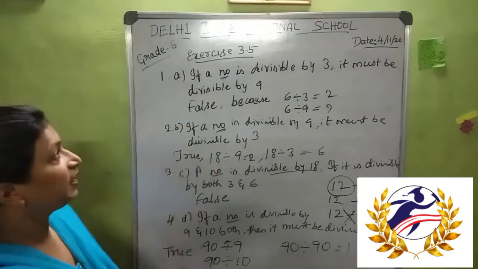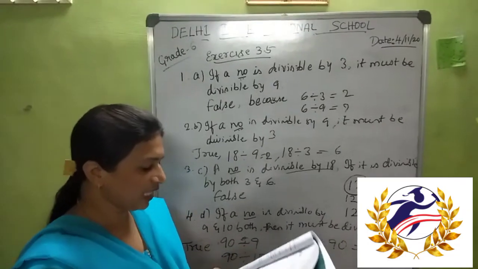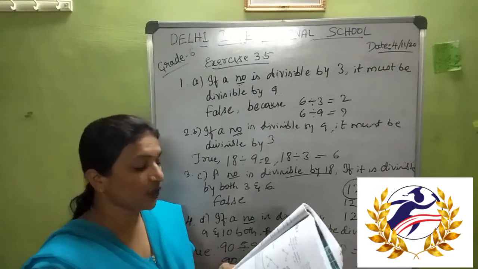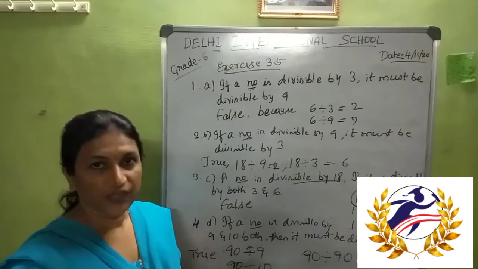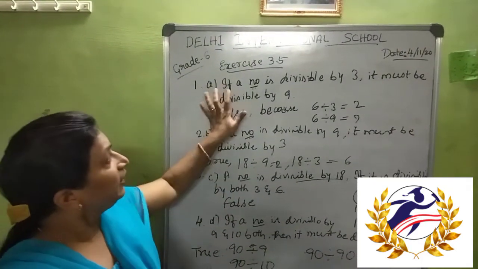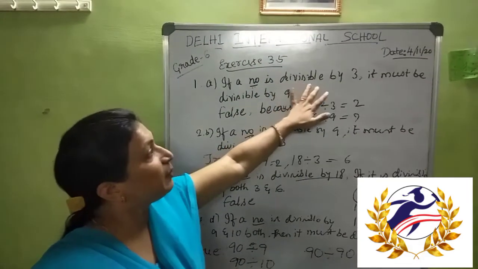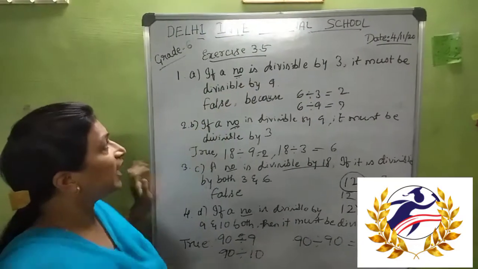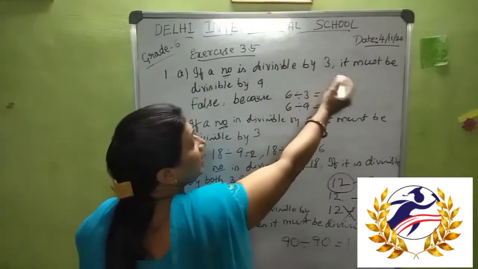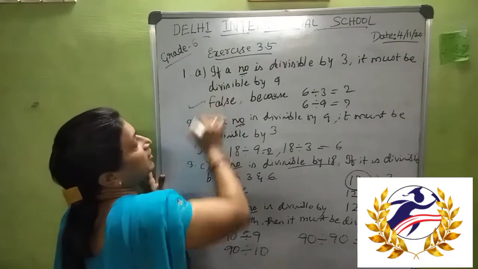That is exercise 3.5. In the first main question, they have asked which of the following statements are true. In the first one: if a number is divisible by 3, it must be divisible by 9. So, it is false.